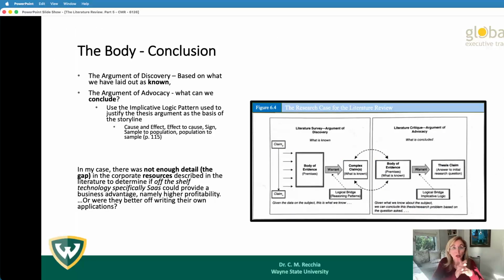And then the conclusion of the body is where we move from the argument of discovery. We've got our claims, authors, evidence, etc., to the argument of advocacy. And this graphic shows how we move from the complex claims to the body of evidence, to the warrant, to the thesis, because we are going through the argument of advocacy, saying what can we conclude from all of this information.